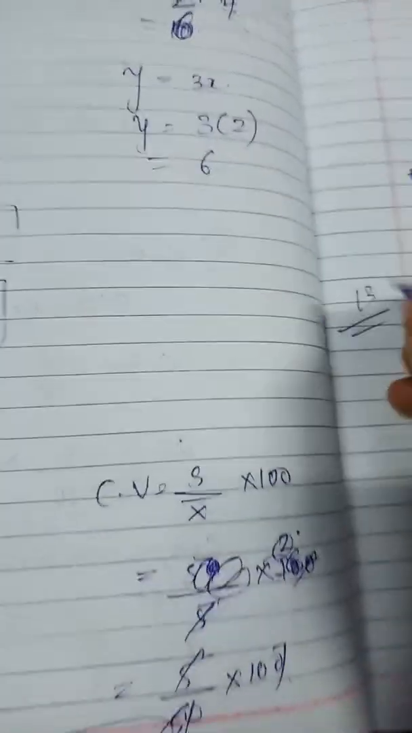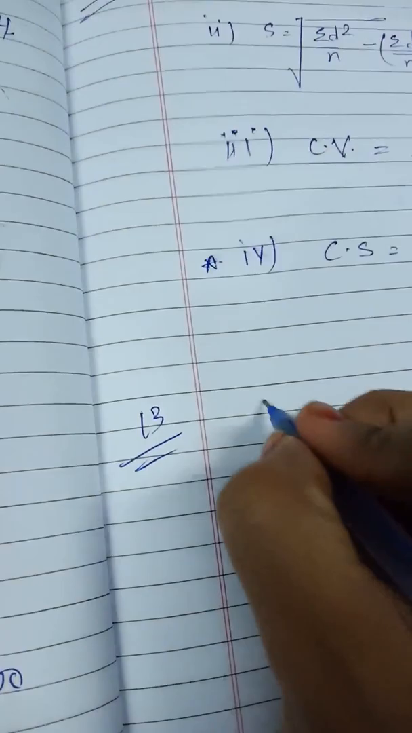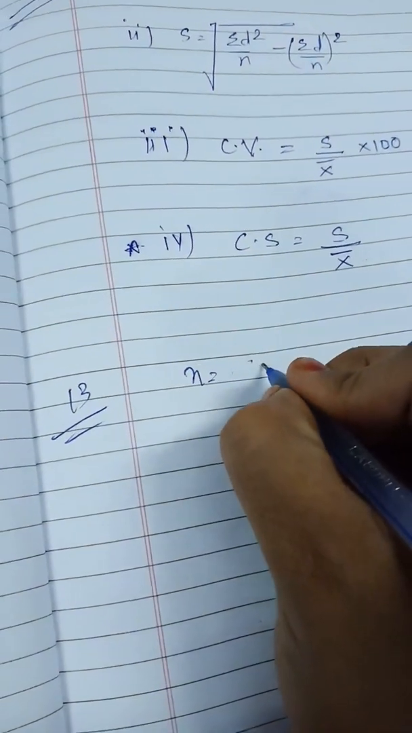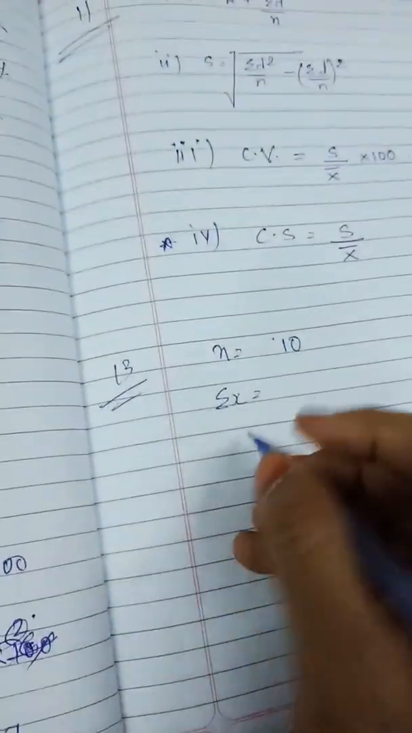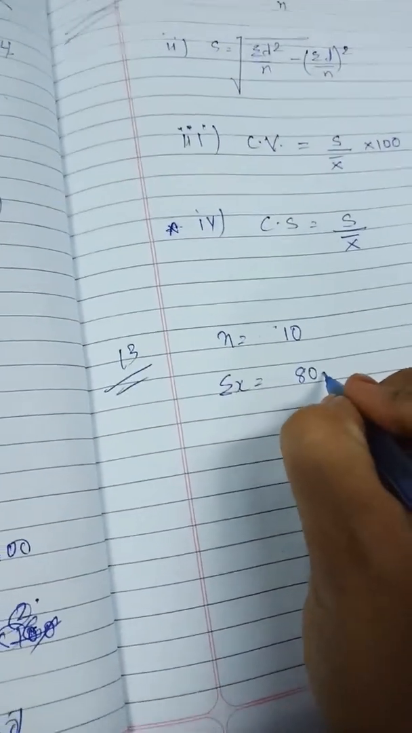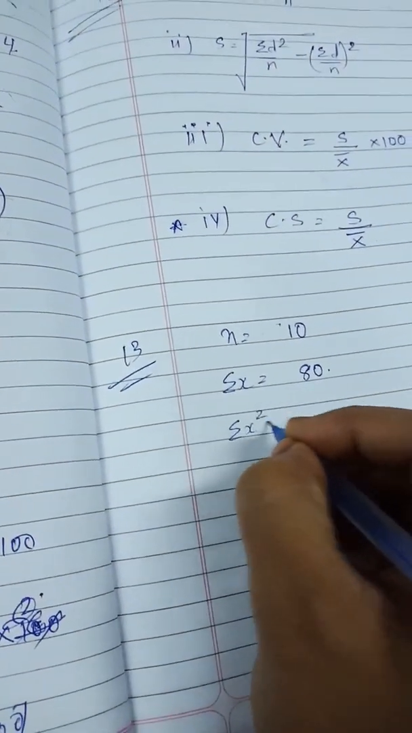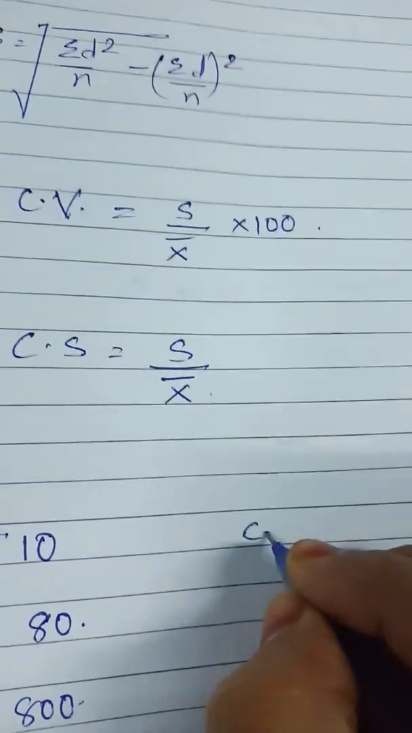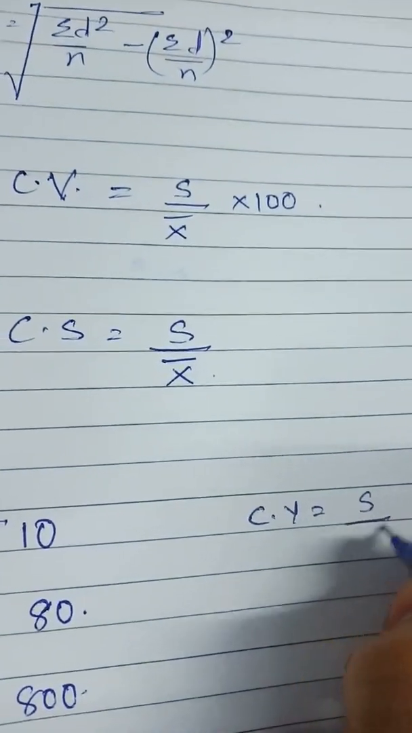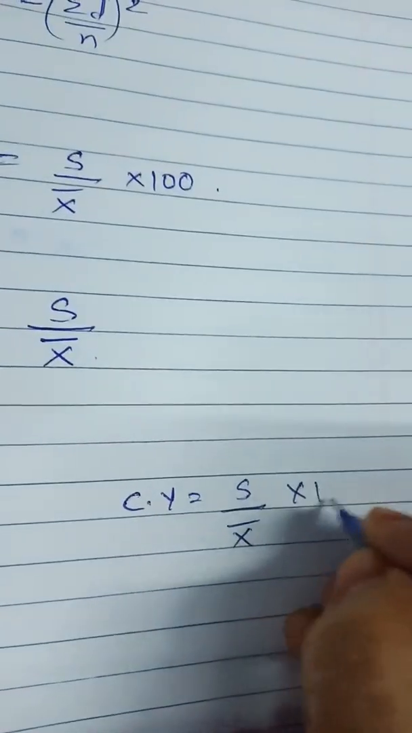Sum number 13. Okay, n, what is it? N is the number of observations, total observations, n is 10. Sigma x is 80. Sigma x square is 800. Now they are telling you to find the coefficient of variation, means they are telling you to find CV, that is standard deviation divided by mean into 100.